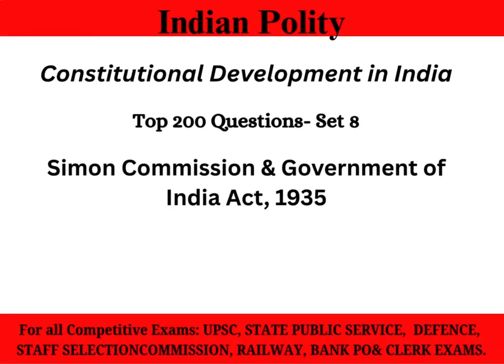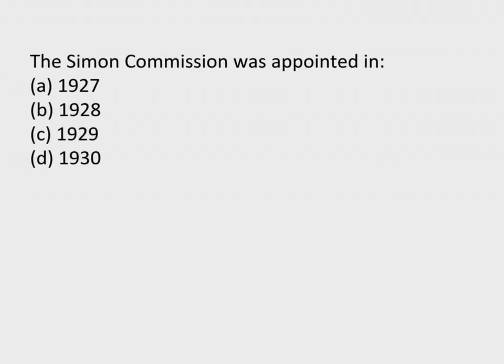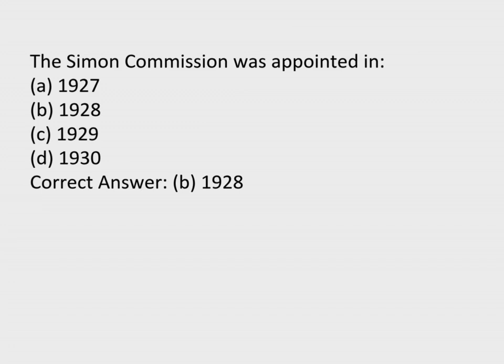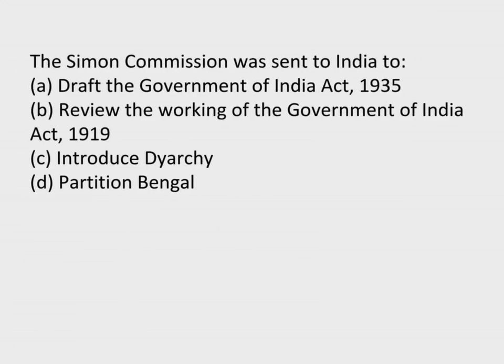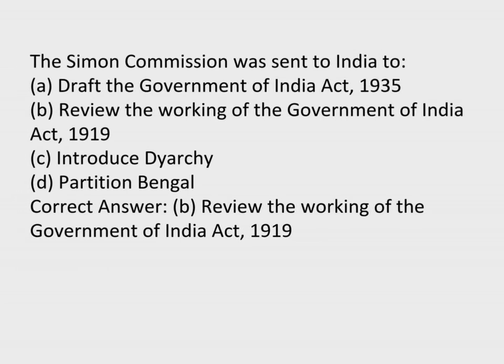Set 8. Simon Commission and Government of India Act, 1935. 1. The Simon Commission was appointed in. Correct answer, B. 1928. 2. The Simon Commission was sent to India to. Correct answer, B. Review the working of the Government of India Act, 1919.